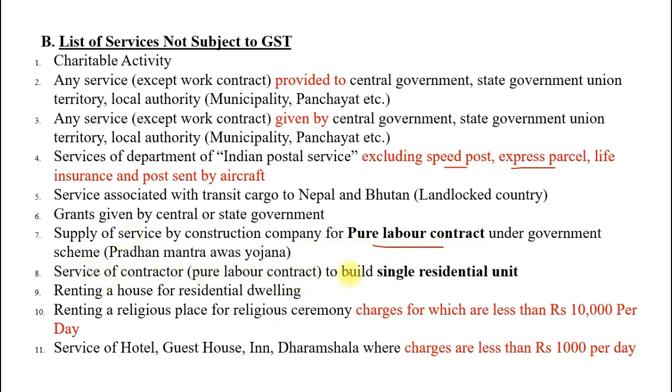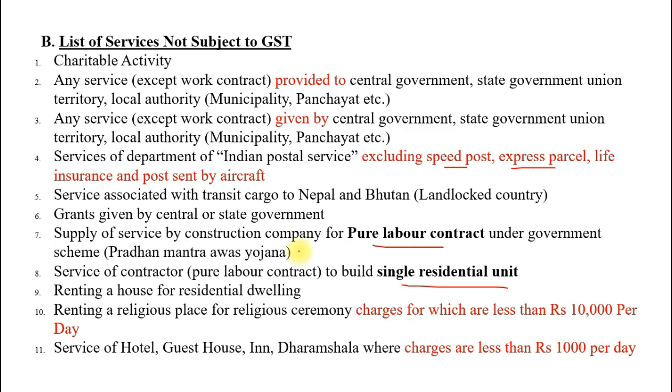Supply of service by construction company for pure labor under any government scheme is exempted. Service of contractor, pure labor, to build a single residential unit is exempted, as it's not for commercial. Anything which is for residential is exempted. Renting a house for residential dwelling is exempted. Renting a religious place for religious ceremony, charges for which are less than 10,000 per day. So if you are renting out any place and the price of the renting is less than 10,000 per day, it is exempted. Services of hotel, guest house, Dharmashala where charges are less than 1,000 a day. If the charges are less than 1,000 a day, it is exempted. If it is more than 1,000, it will be taxable.